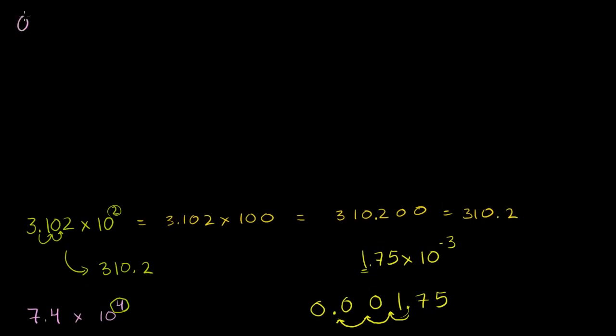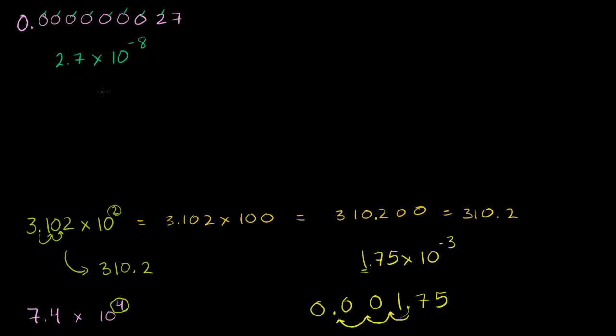Let's say I have 0, then some zeros, then 2, 7. I'll just make up something: 0.00000027. And you wanted to write that in scientific notation. Well, you count all the digits up to the 2 behind the decimal. So 1, 2, 3, 4, 5, 6, 7, 8. So this is going to be 2.7 times 10 to the negative 8th power.